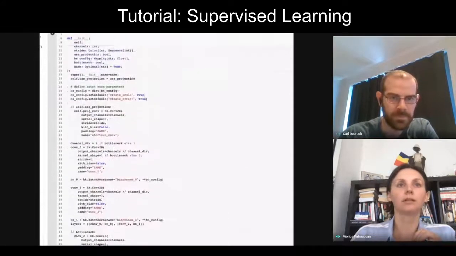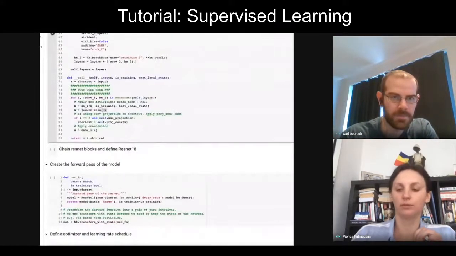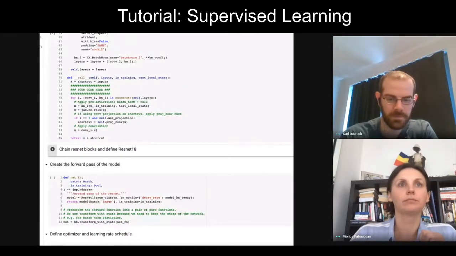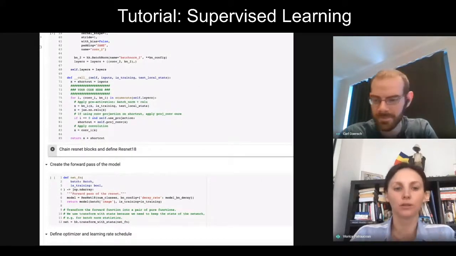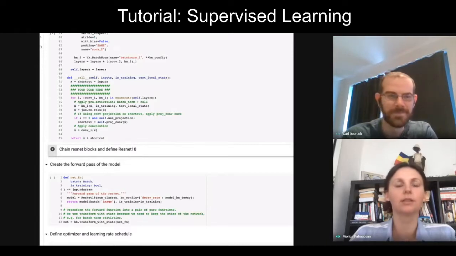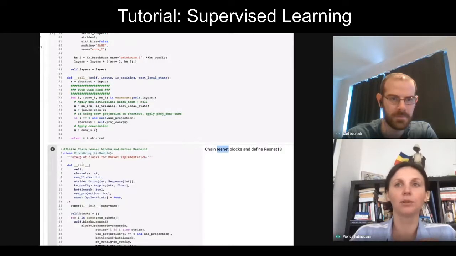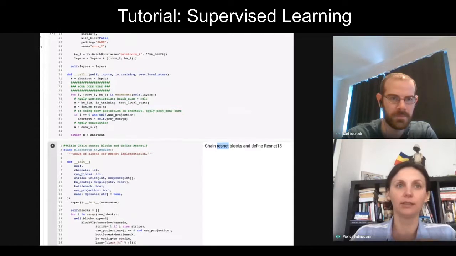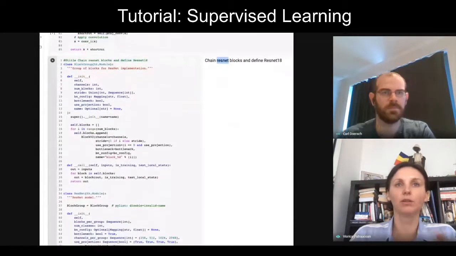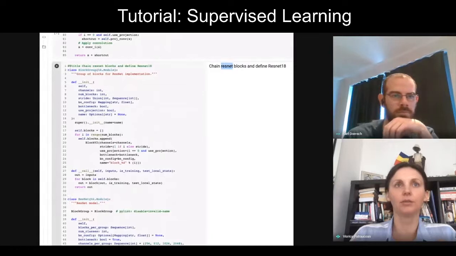Let me see if I can actually run this. Hopefully I can. Okay, so I've defined this. Be careful: after this, there is a form with hidden code. The cell that says chain ResNet blocks and define ResNet 18 is not just text. That is a form. So if you double click on it, it will show you all the code behind it. But you don't need to implement anything here. That's why the code was hidden.